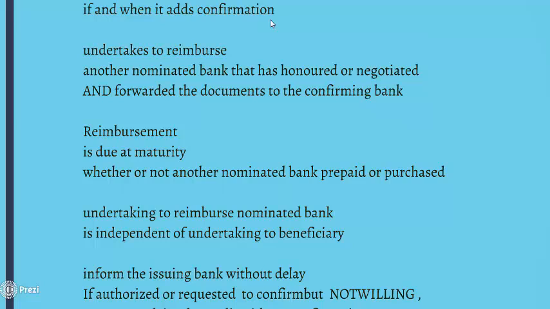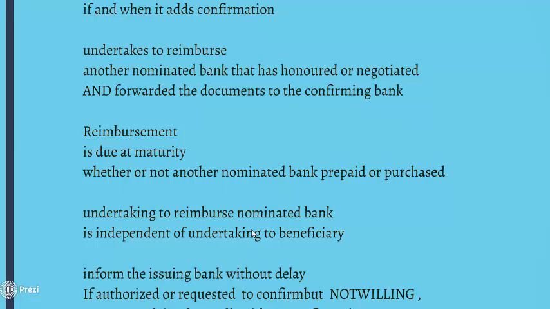What does it mean? It means they undertake to reimburse another nominated bank that has honored or negotiated and forwarded the documents to the confirming bank. In the case of the issuing bank, Article 7, the documents should have been forwarded to the issuing bank. In the case of the confirming bank, documents should be forwarded to the confirming bank. If the nominated bank has honored, negotiated and forwarded to the confirming bank, then the confirming bank undertakes to reimburse the nominated bank. Reimbursement to the nominated bank is due at maturity, whether or not the nominated bank prepaid or purchased. Irrespective of whether they have purchased or prepaid, reimbursement is due to the nominated bank on maturity if it is complying and the documents have been forwarded saying they have honored the transaction.